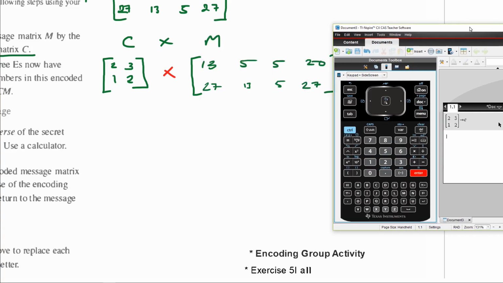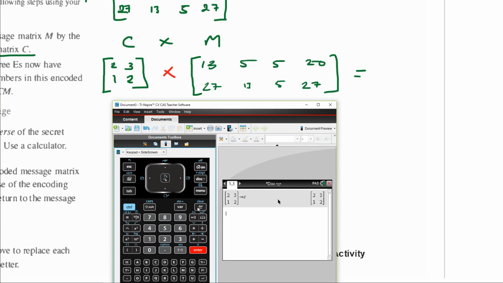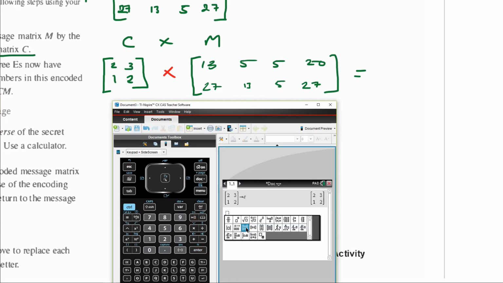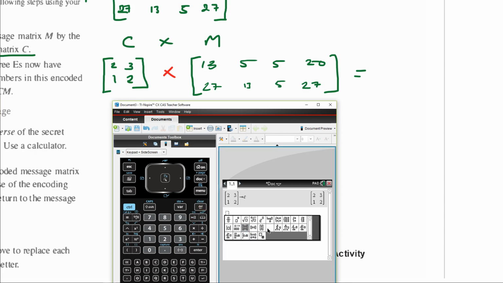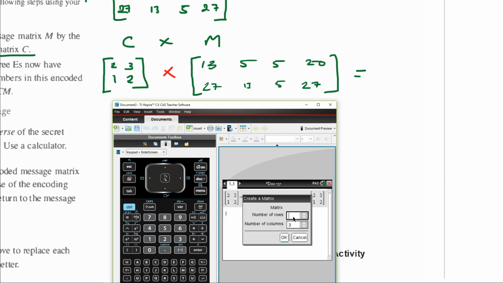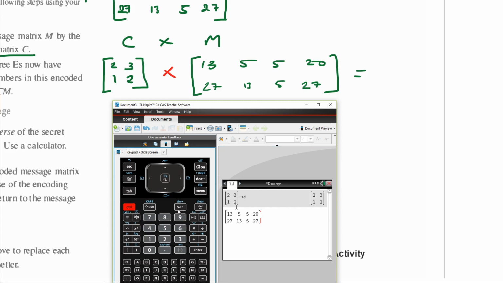And then my message matrix was this. Alright, so let's make a 2 by 4. So 2 rows and 4 columns. Alright, so you got 13, 5, 5, 20, 27, 13, 5, 27. So this is called your M matrix, which is the message matrix.